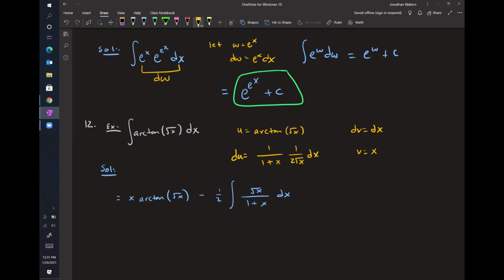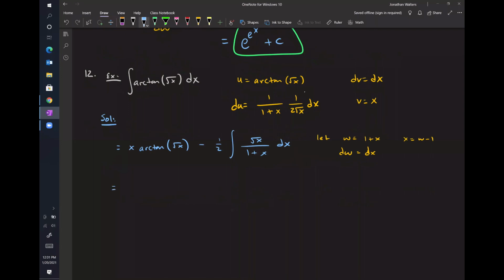Maybe we're going to have to go to that clever step anyway. I don't know. I'm not going to try to be super clever. I'm just going to try a regular substitution. So let w equal 1 plus x, and then dw will be dx. But x would be w minus 1. So I'm going to substitute all of that in. So this is going to be x arctan square root of x minus 1/2 the integral of square root of w minus 1 over w dw.